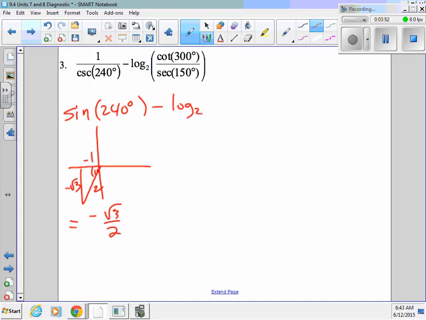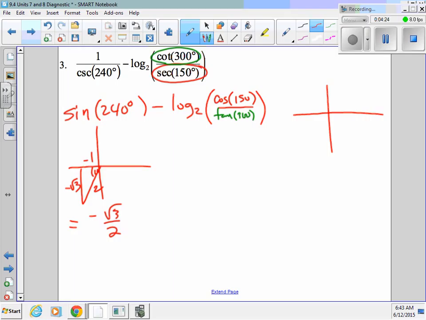And now we have log base 2 of cotangent of 300 over secant of 150. You could go many routes here. One route you could go is that secant of 150 is 1 over cosine, so this becomes cosine of 150 over cotangent of 300, which is 1 over tangent of 300. So I can write that in here. And then I can get cosine of 150 and tangent of 300. Again, this is not necessary. If you can just find the cotangent of 300 without rewriting it, you can do that too.